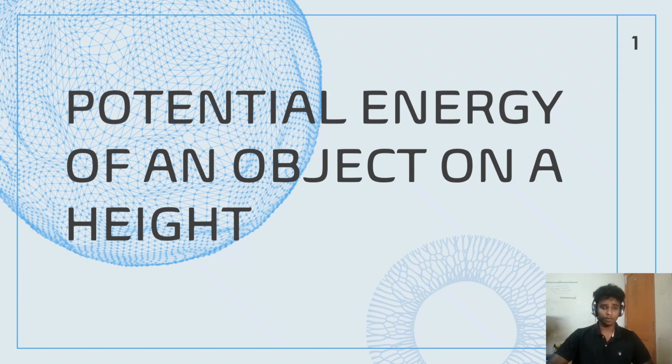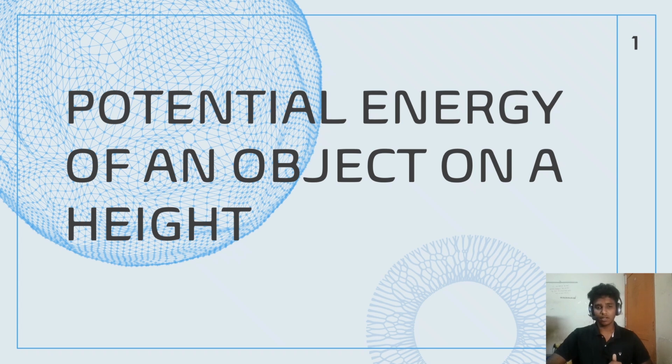on a height. We already know what's a potential energy, right? So it basically is the energy that is in an object when it is at rest. And we will be learning today what happens to it when it is taken to a height. Hope you all are ready.